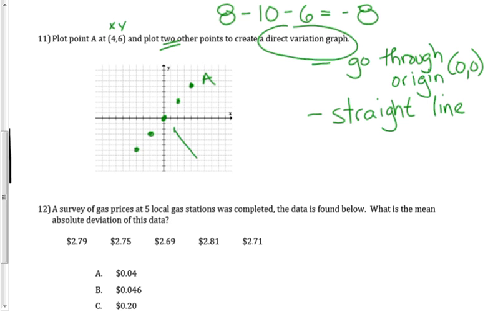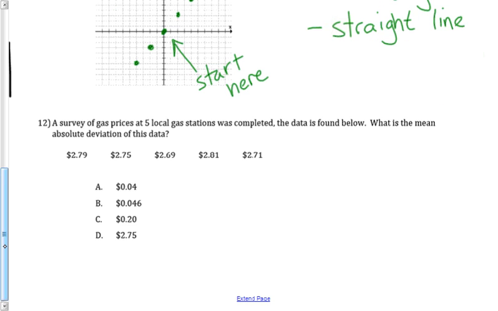So start here, because a direct variation graph always goes through the origin, and then you can use the slope to find additional points. Moving on to number 12.